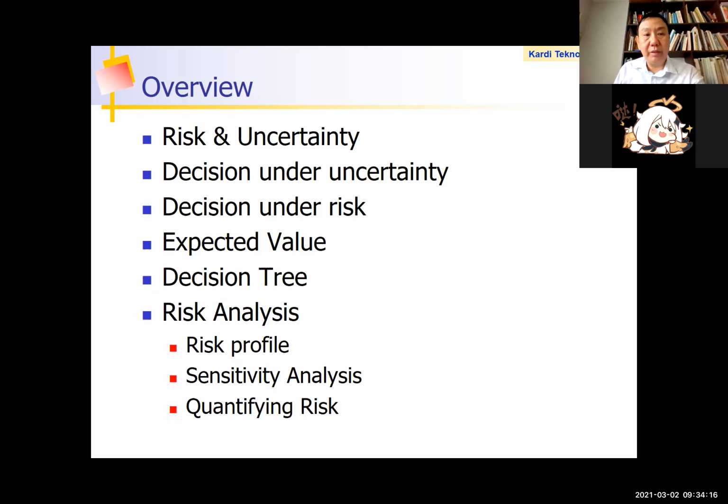Okay, in the beginning we discussed what risk and uncertainty are. As a review, we need to summarize what decision under uncertainty is, and what the difference is between under uncertainty and under risk. And then we go a little bit deeper into decision under risk. And if it is possible, we can continue until risk analysis today.